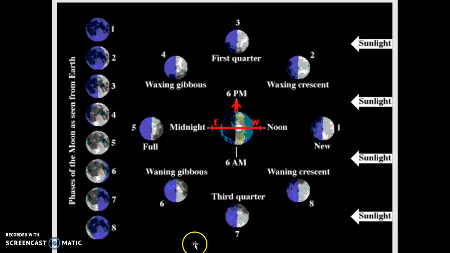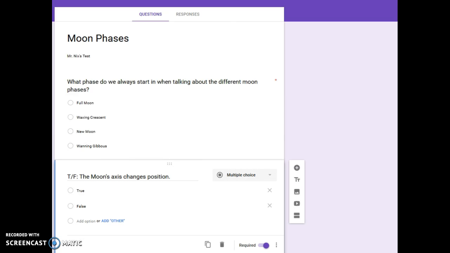And that's just the basics of the moon phases that I want to go over for this video. Now I have a few questions that I've made. I just named it moon phases. The first question for the assessment would be, what phase do we always start in when talking about the different moon phases? And that's the new moon. We just talked about that. Then I have a true false, which says the moon's axis changes position. And that's false. The axis does not change, just like the Earth's axis does not change.